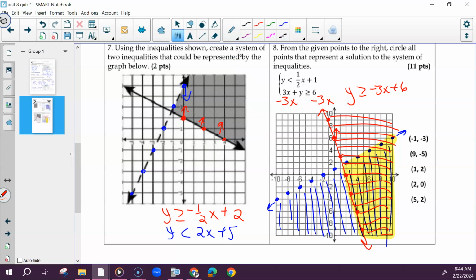So then if you check the points on the side, (-1, -3) was in one of the shaded areas, but not in the overlapping. (9, -5) was in the overlapping. (1, 2) fell just outside of the overlapping. (2, 0) fell on the solid line, and if you check that, it worked. And then (5, 2) also fell in the overlapping. So the points on the side, you either got those or you didn't, so that was worth 5.